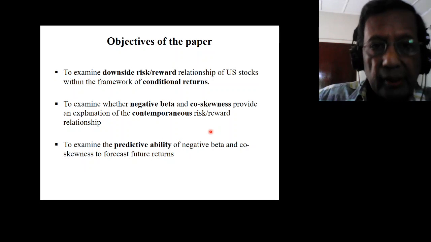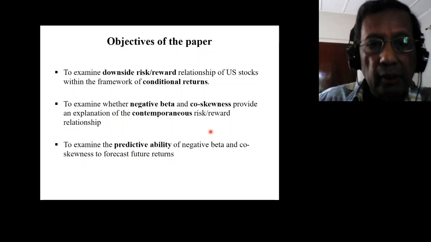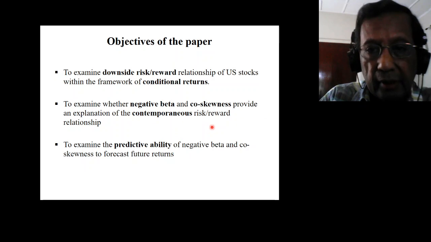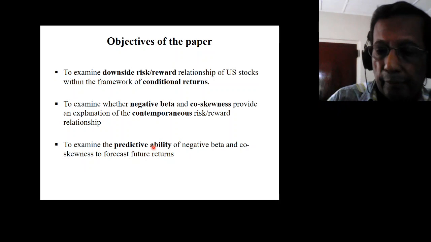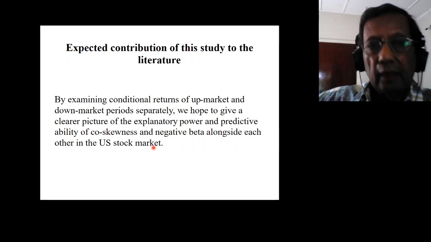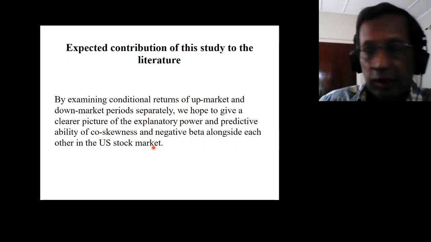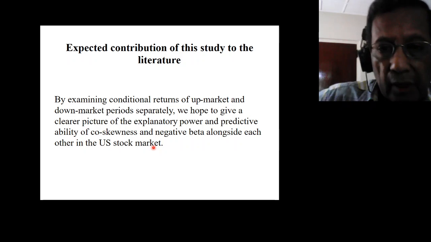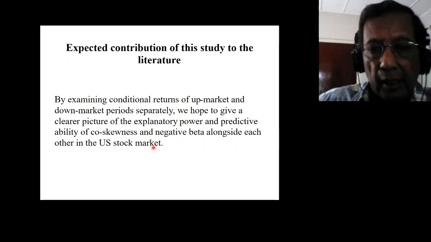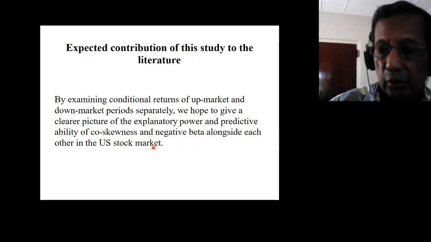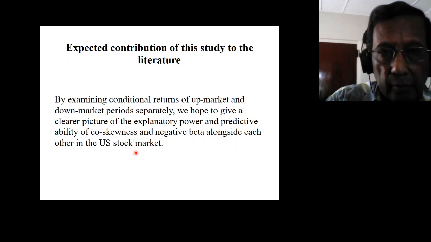So the objective of the paper is to examine downside risk and rewards in US stocks within the framework of conditional returns. We are going to look at the contemporaneous, or within the same period, risk reward relationships, and also the predictive ability of these risk measures to forecast future returns. The expected contribution from this study is that, by looking at these conditional returns, we expect to give a much clearer picture of the downside risk return relationship, particularly these two measures alongside each other, in explaining rates of returns in the US stock markets. This has not been done previously, and we expect that to be a positive contribution from this study.